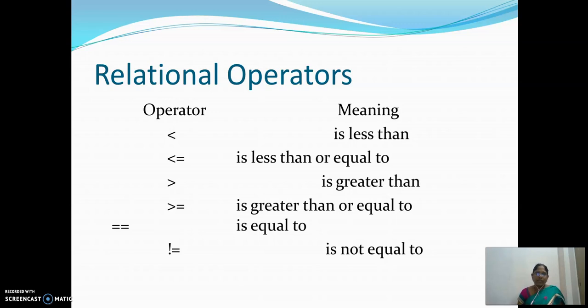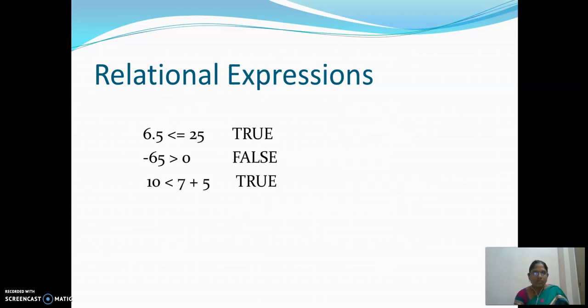This operator will be performed on 2 operands. If it is A is less than B, either it will be less than or greater than, less than or equal to, greater than or equal to, equal to, not equal to. If you perform any operation on 2 operands, it returns either true or false. If it is true, it returns 1, and if it is false, it returns 0.